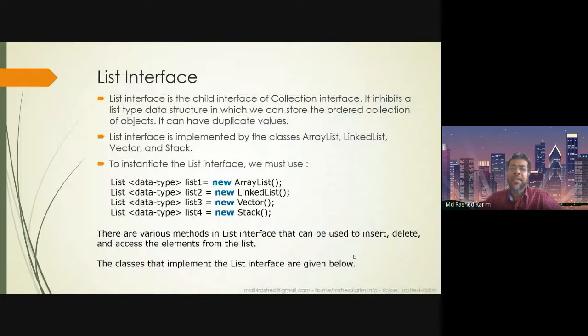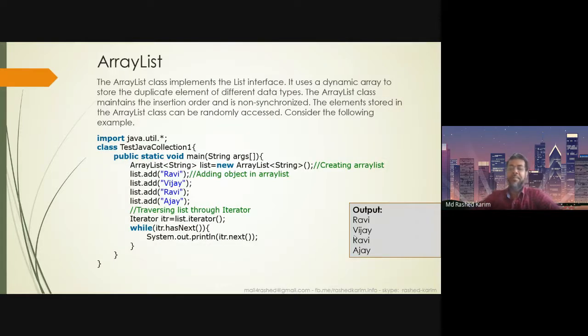I will use this list interface because it's an array type. The list interface can have four different classes. What are those classes? ArrayList, LinkedList, Vector, and Stack. So we'll go for the example. Now, you see the ArrayList is a list, but it's a list of string type.